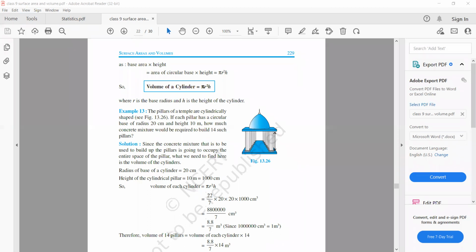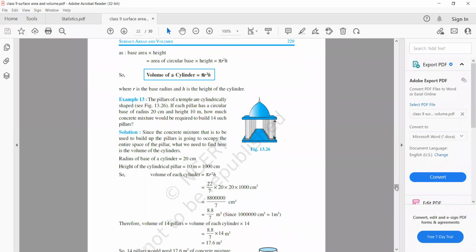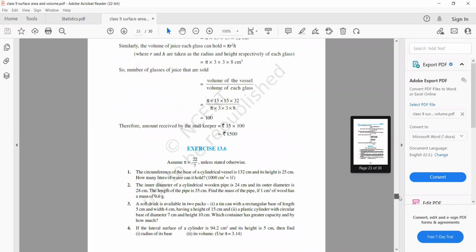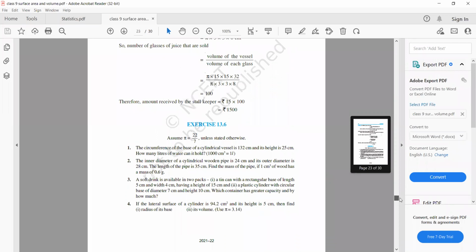Okay, so let us do an exercise. The next exercise of your book, which is 13.6. So 13.5, now you have to complete yourself, because I think you're not having any doubt in it.